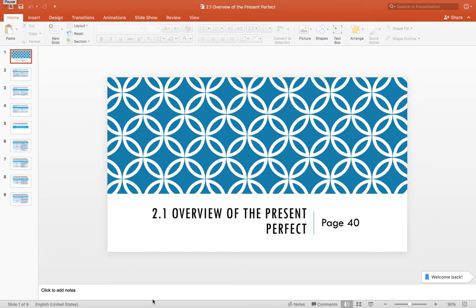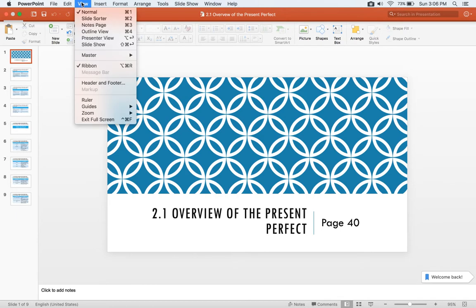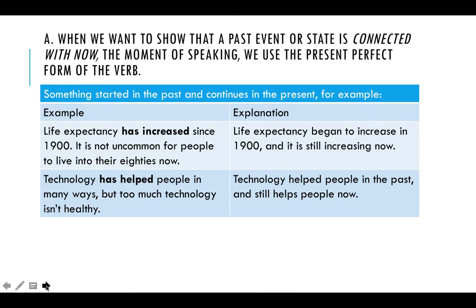Okay, here we are talking about the present perfect, which is on page 40 of your textbook. The present perfect is actually one of the most difficult problems in English grammar, knowing when to use it and how we use it. And basically here, it's when we want to show a past event or state is connected with now, the moment of speaking.